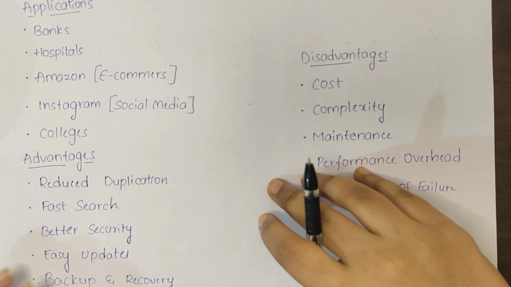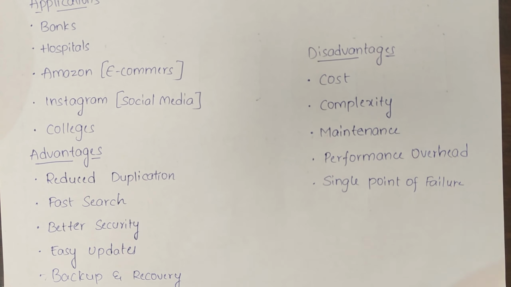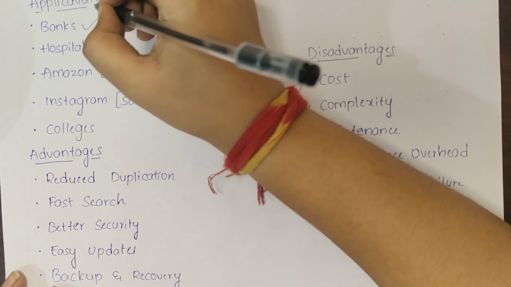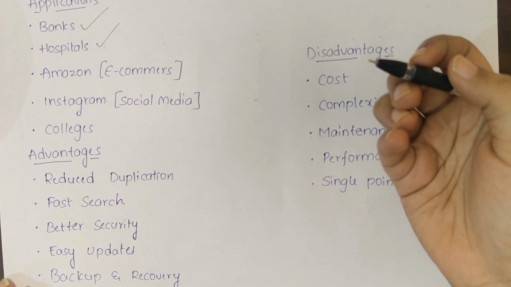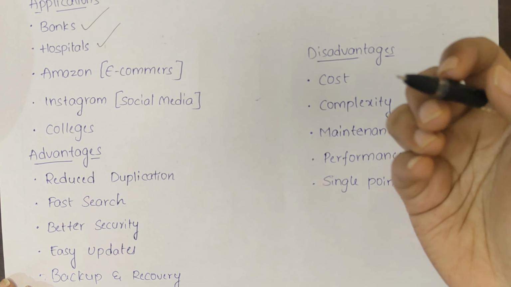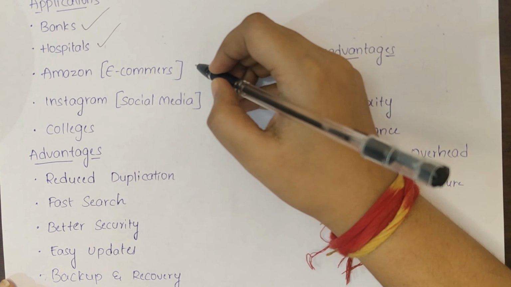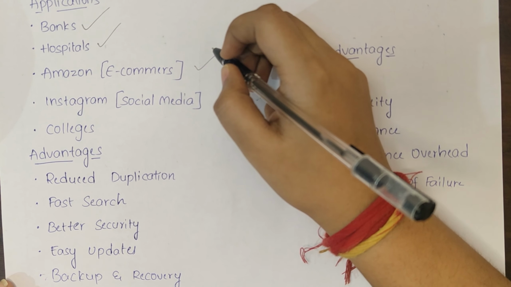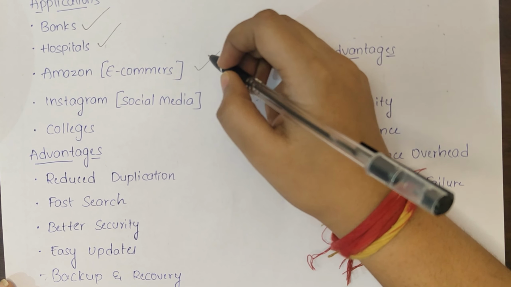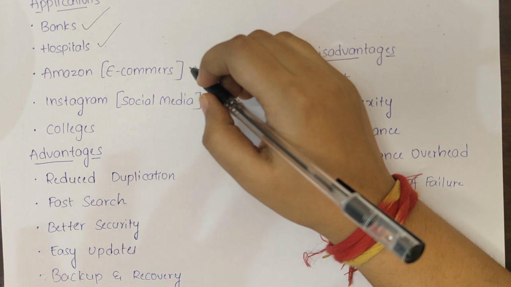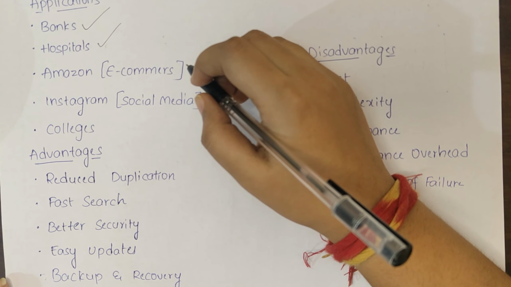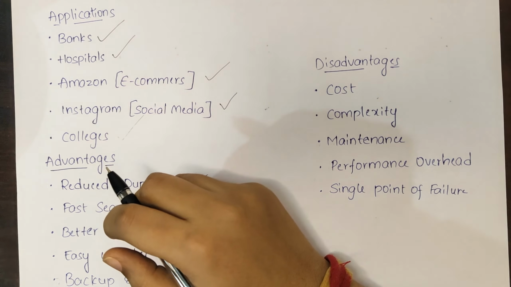We do have some applications for this. In the banking sector, we can store customer accounts and transactions. In hospitals, we can save patient details and the patient's portfolio. In e-commerce like Amazon, we can use DBMS to manage the products, update orders and customer details. Instagram uses it for saving posts, likes, comments and shares. In college, we can use it for saving attendance details and marks details of an individual person. These are some of the applications of DBMS.